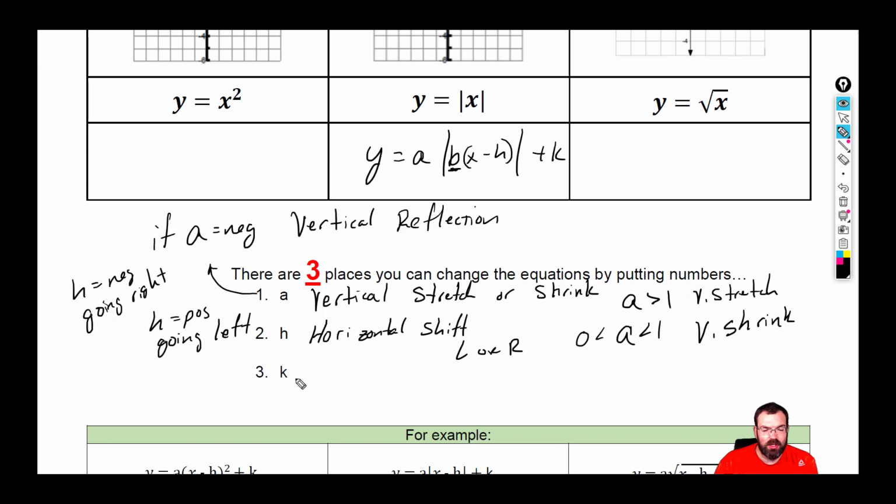This k value is our vertical shift, up or down. Vertical, you do exactly what it says. No flipping, no switching, nothing. Just do what it says for vertical. Horizontal is where you flip. Let's use this information now in our examples down below.